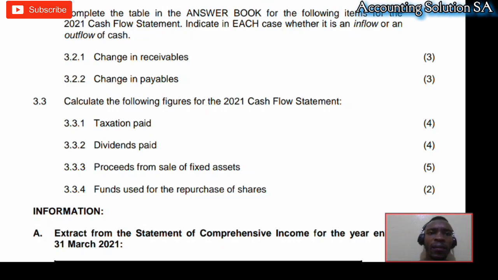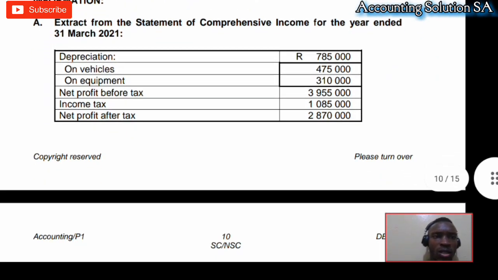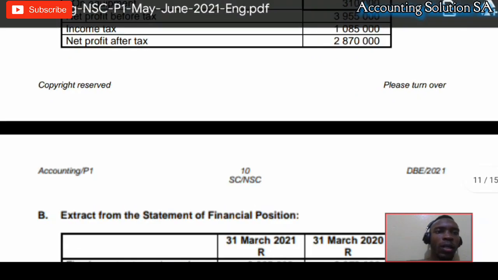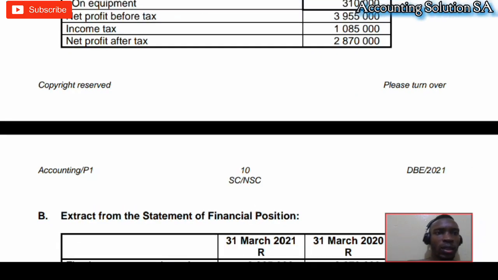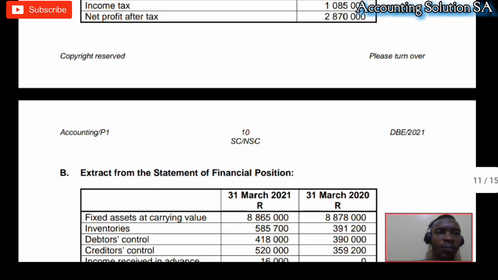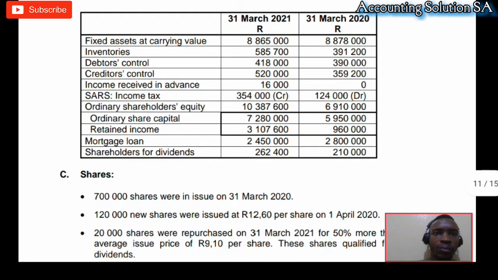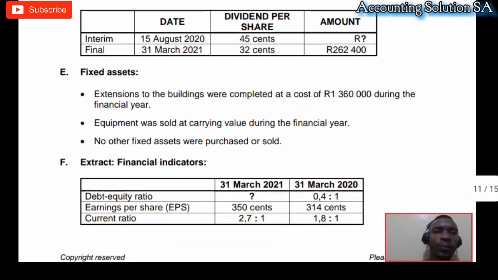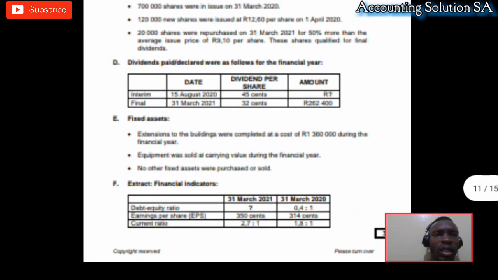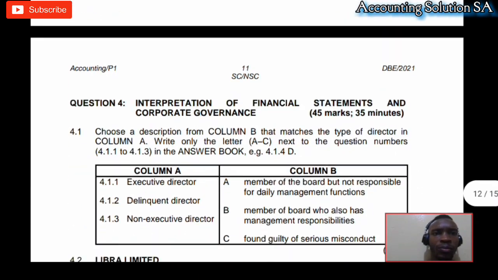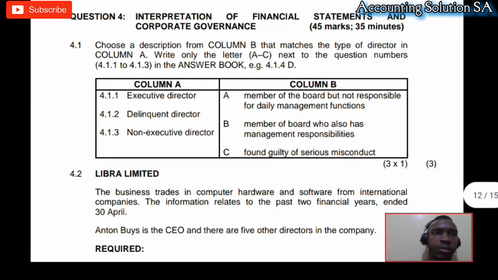Okay, then 3.3 they say calculate the following figures for cash flow statement. Then we have taxation paid, dividends paid, proceeds. For this question I did it. Please check it on my video list so that you will be able to answer this question. This is the information that we are going to use. Okay, let's move to the last question.